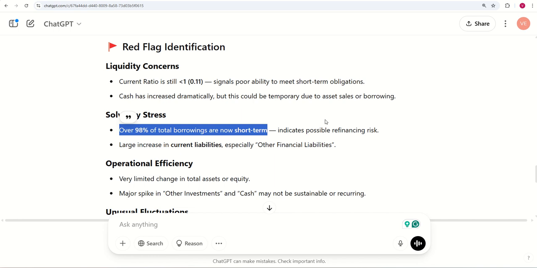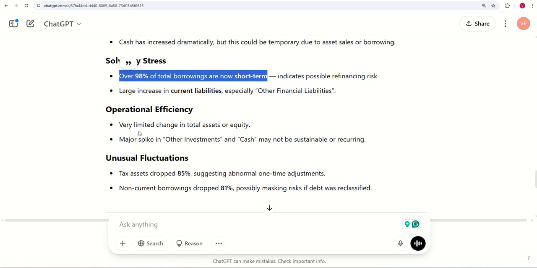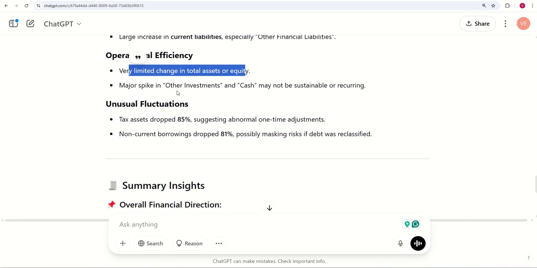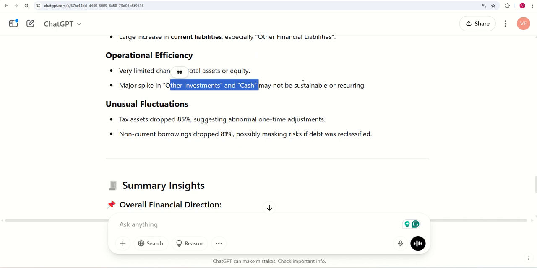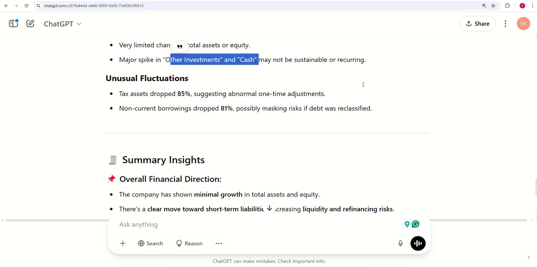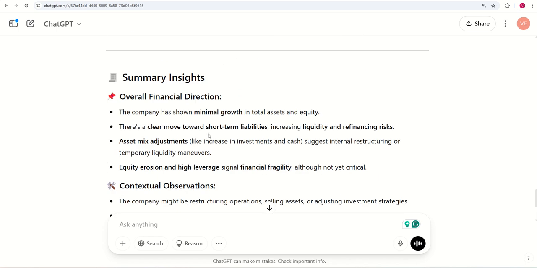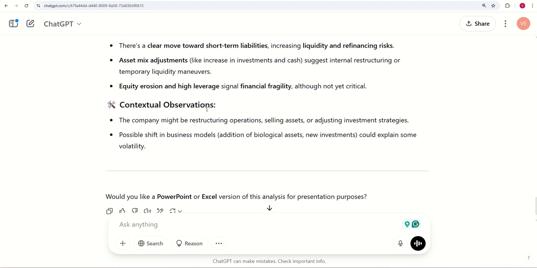So these kinds of inferences are what GenAI or a model will be able to bring out, which we find difficult, or we may even miss. So operational efficiency: very limited change in total assets, major spike in cash and other investment may not be sustainable. Unusual fluctuations. Then summary insights, overall financial direction, contextual observation.